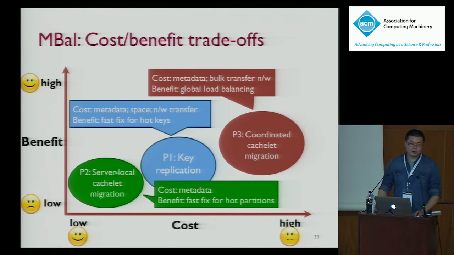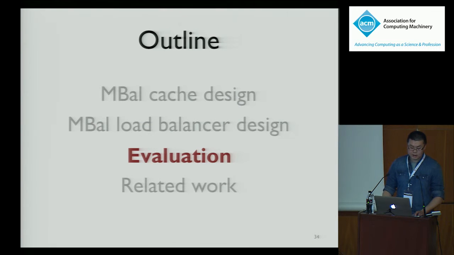Phase 3 is the most costly one, as it requires bulk data transfer through the network, which incurs the most significant overhead. So that completes the discussion about MBal design. Let's now see how MBal behaves under different test scenarios.